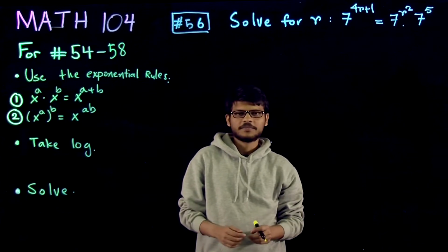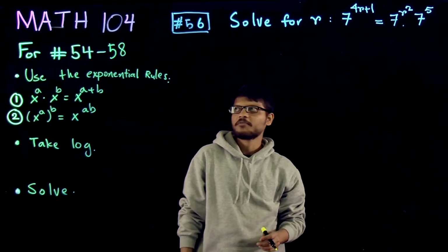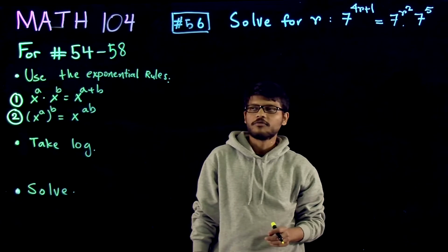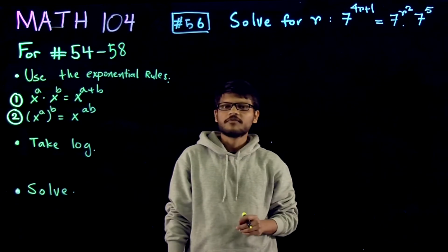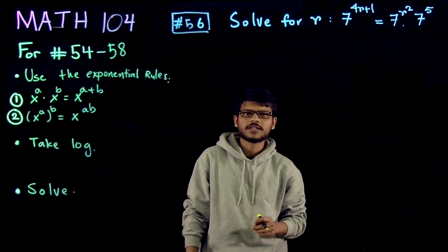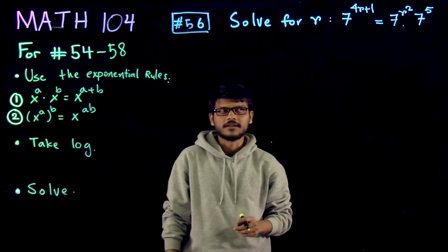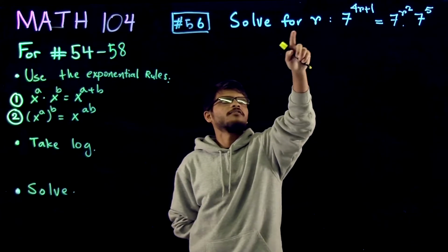Okay, so we are continuing with gateway problems for Math 104. This one is problem number 56, from the problem set 54 to 58. This one is: solve for r.